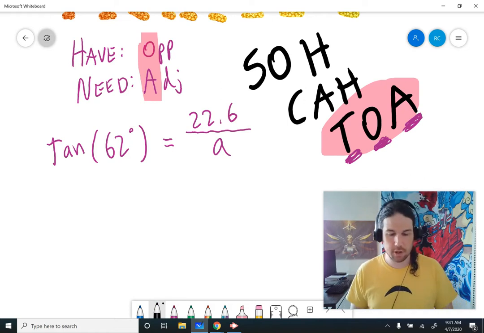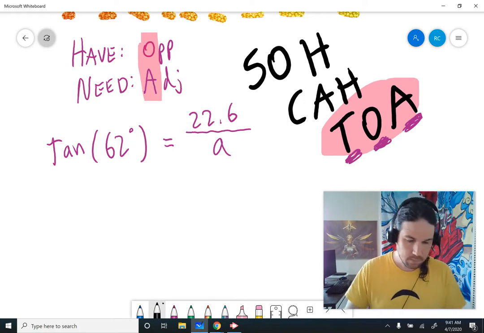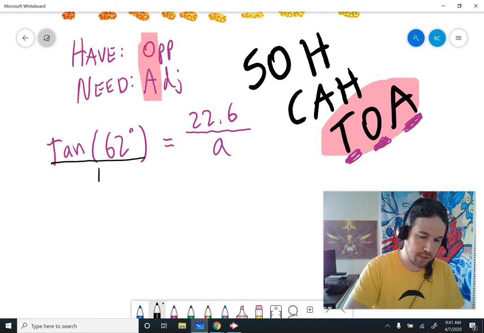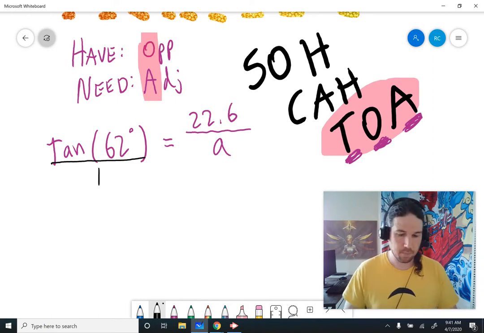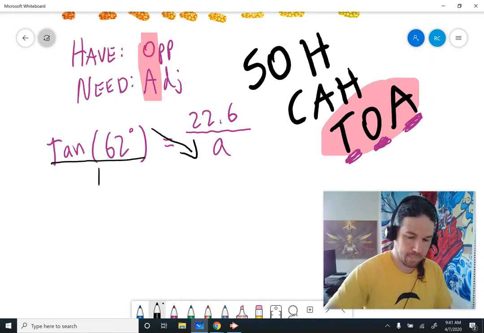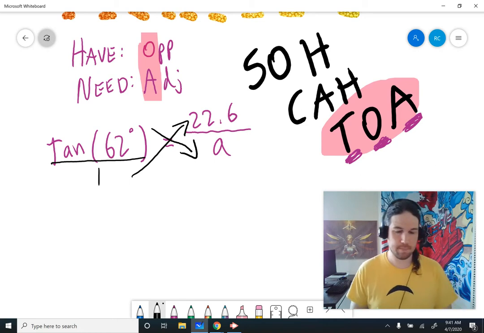Now, to do this algebra, I'm going to put this tangent of 62 degrees over 1. I'm not putting it over 1. The over 1 is already there. I'm just making it visible. And then we're going to cross multiply. That way, that way.